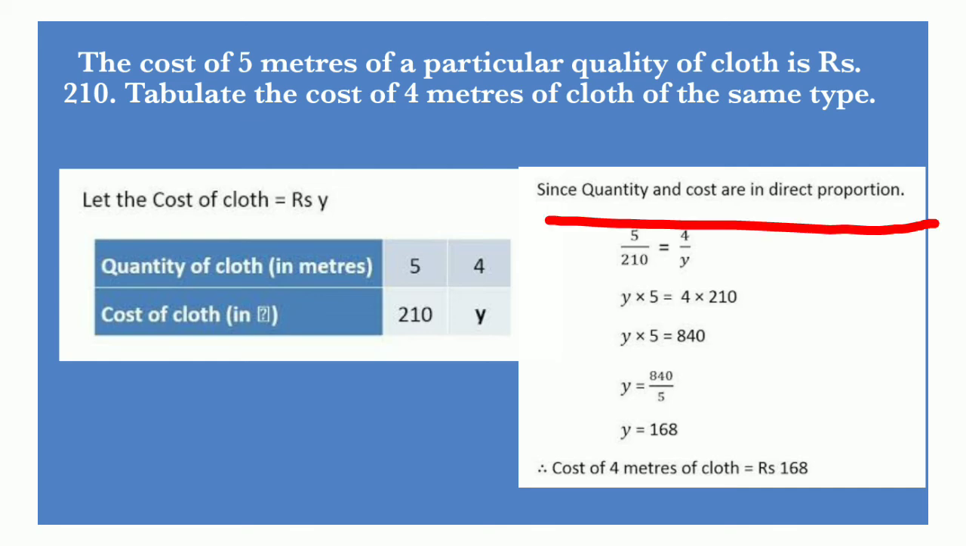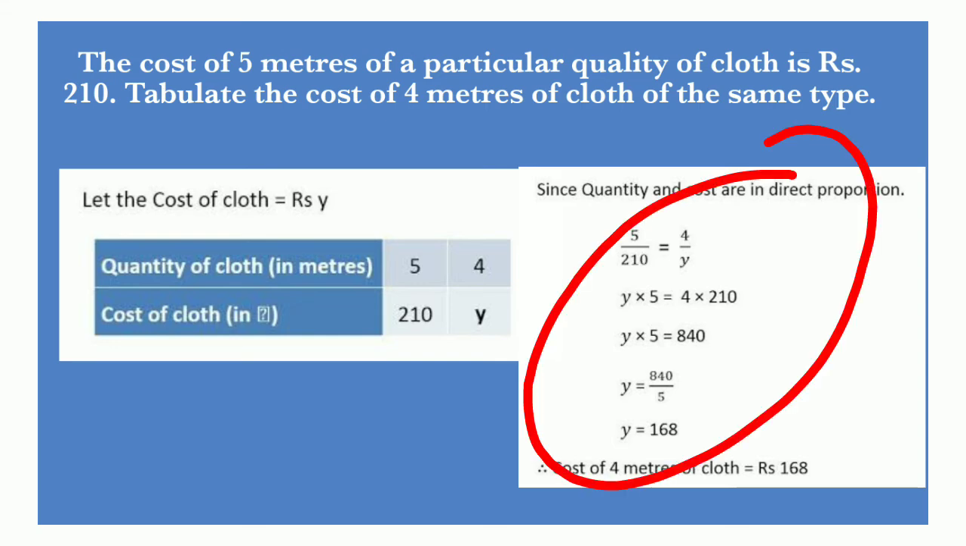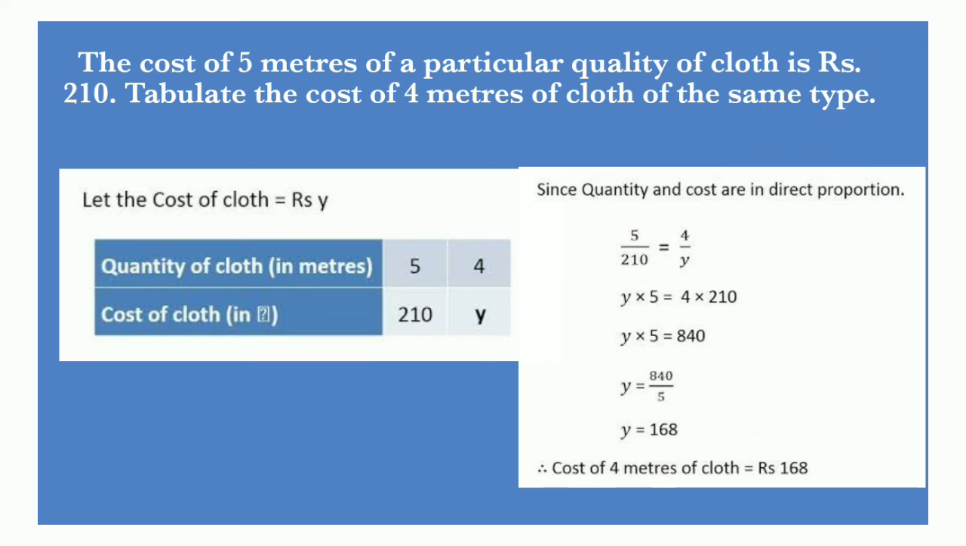So we can write x divided by y is equal to small letter k. So 5 divided by 210 is equal to 4 divided by y. Cross multiply, you will get y into 5 is equal to 4 into 210. Then after the calculation, you will get y equal to 168. That means the cost of 4 meter of cloth is rupees 168.